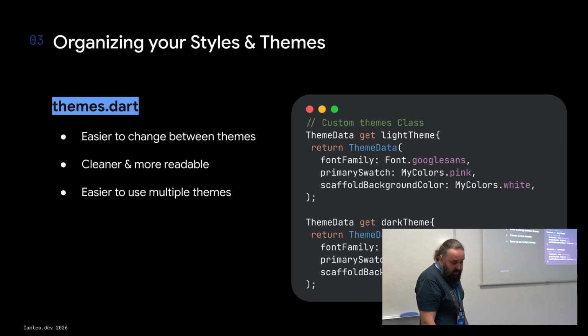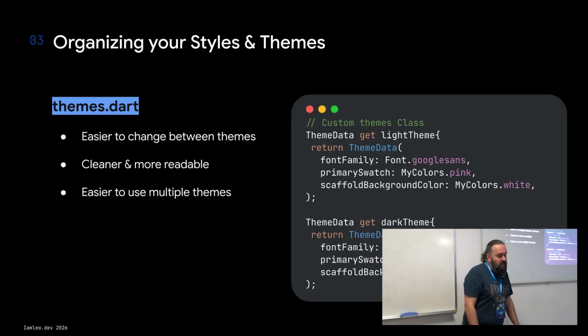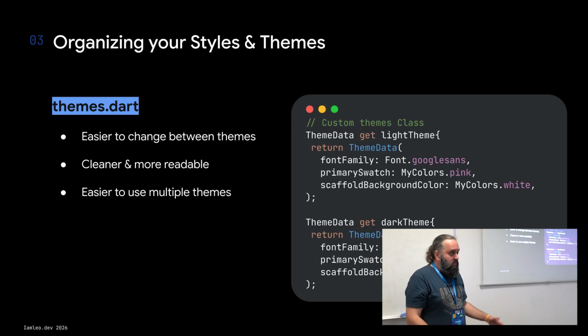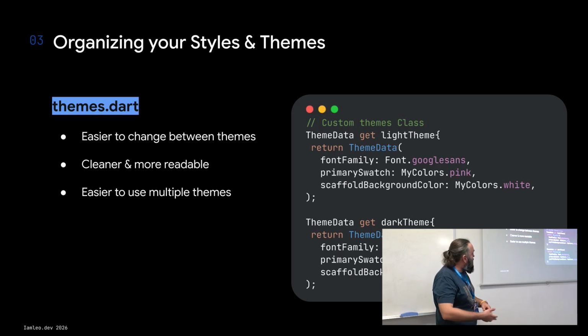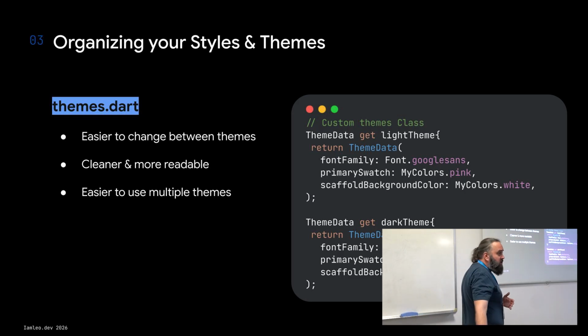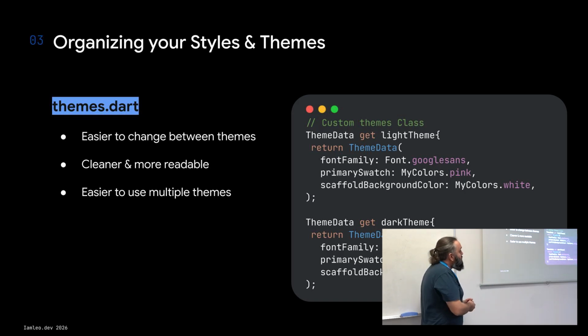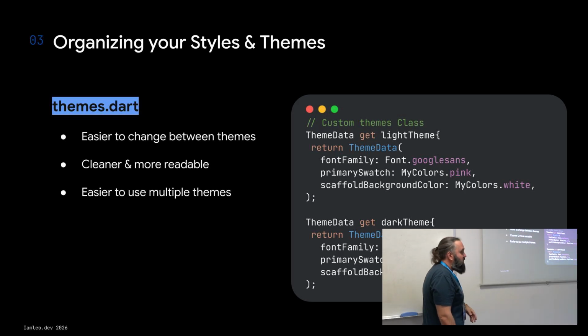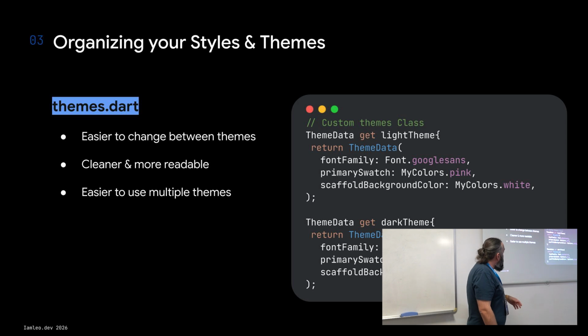We have the themes.dart. As I said before, the theme can exist in the material app, in the main app, but the block can get huge. Like in my Alma app, the theme is like maybe 100 lines of code. But you can have a separated class in themes.dart with light theme, dark theme, different themes you may be using in the app, and it's much cleaner. And it also allows multiple themes.